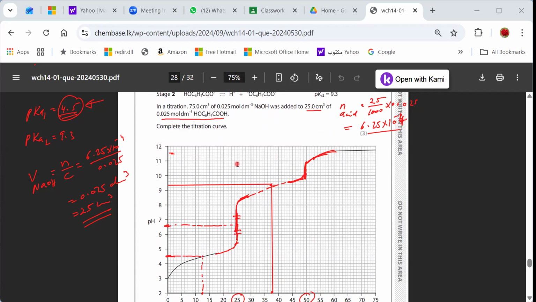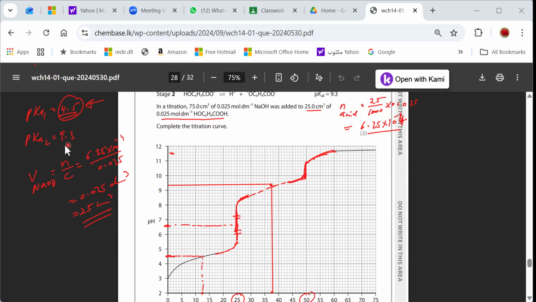So if either by calculation or by using the curve they showed you that the half the equivalence point is at 12.5, this means that the equivalence point is at 25. The equivalence point is at 25. Okay, so you draw the first equivalence point. The second will be double the first. So 25, it will be 50.